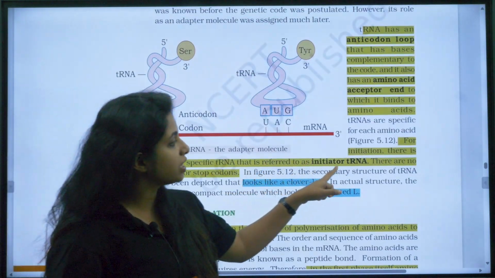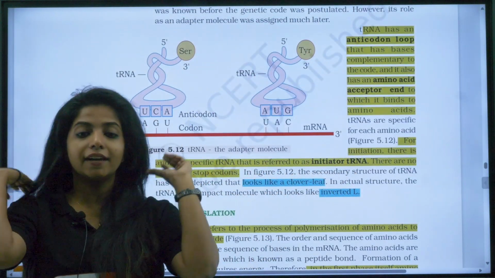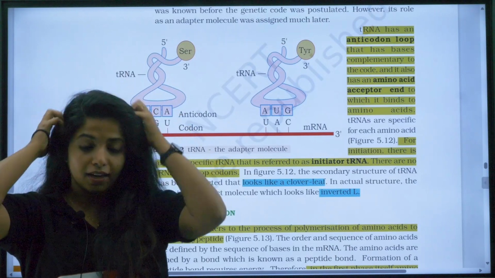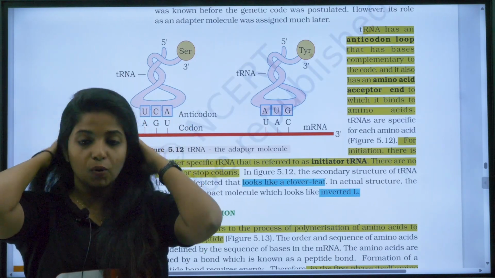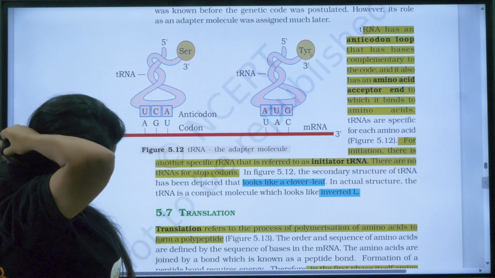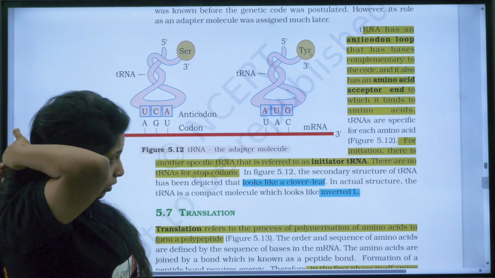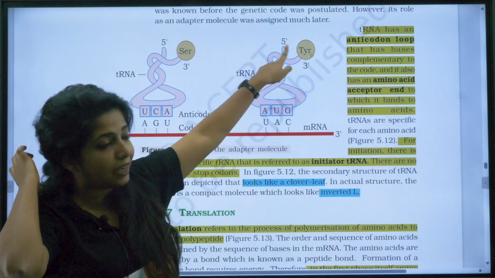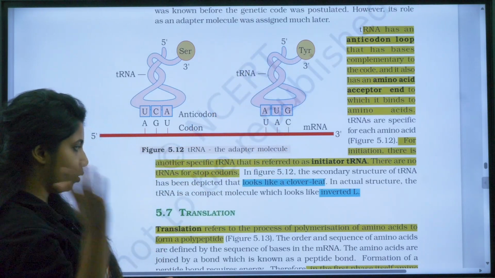There is something known as initiator tRNA. Initiator tRNA will always have what? Methionine. It will always have methionine, because the codon is AUG. It is the AUG codon. And what is the structure? It looks like a clover leaf, but actually it is an inverted L. Okay, it is actually an inverted L, all things like that.